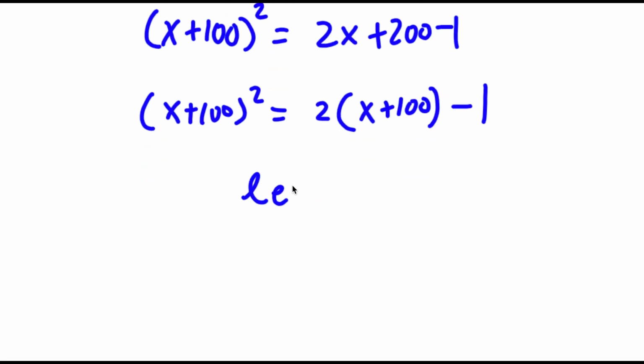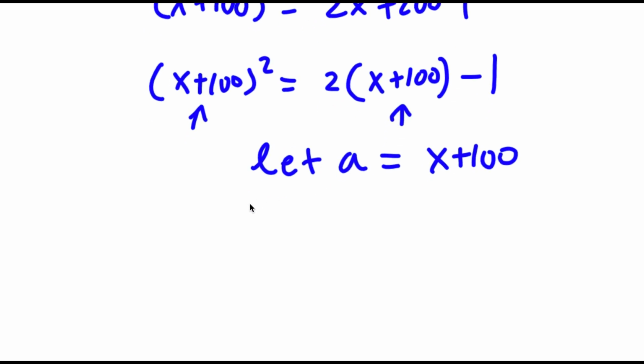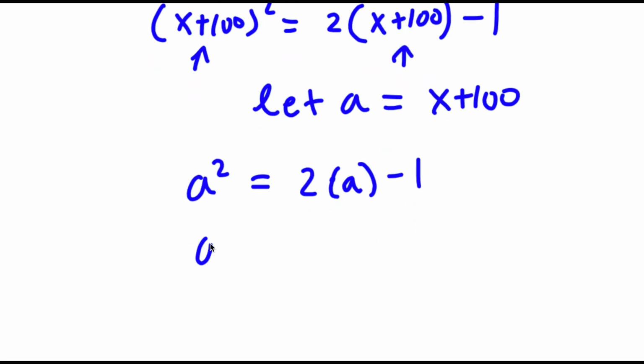Now I'm going to let the variable a equal x plus 100. So now if I substitute in a for x plus 100, well, we have x plus 100 over here and x plus 100 over here. So now I have a squared. I'm simply just substituting in a for x plus 100 is equal to 2 times a minus 1. And this is the same thing as a squared is equal to 2a minus 1.